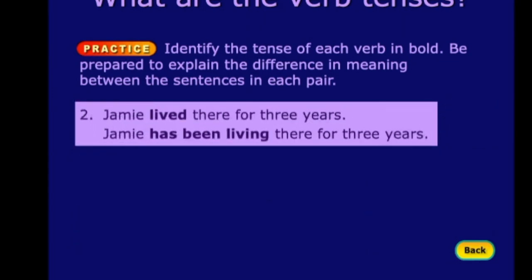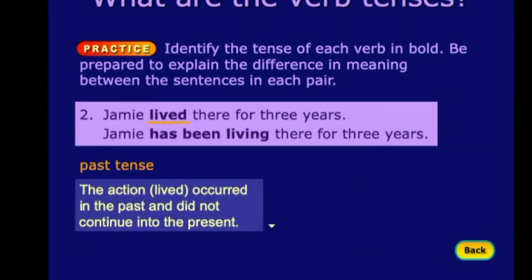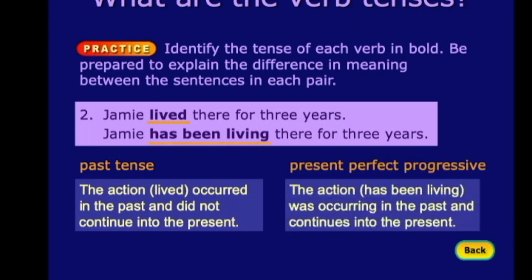Next, Jamie lived there for 3 years. So this is in the past tense. The action lived occurred in the past and did not continue in the present. While the second one, Jamie has been living there for 3 years, is in present perfect progressive. The action has been living was occurring in the past and continues into the present.